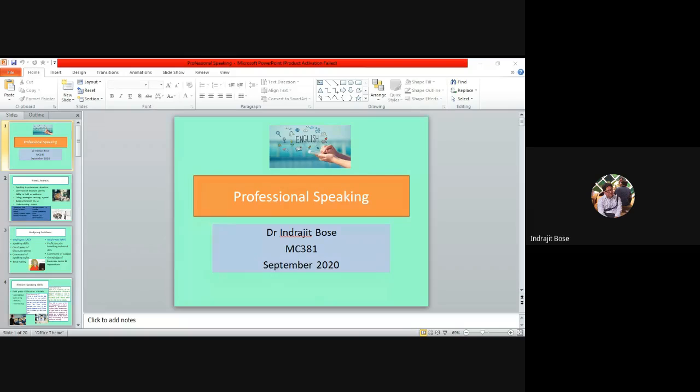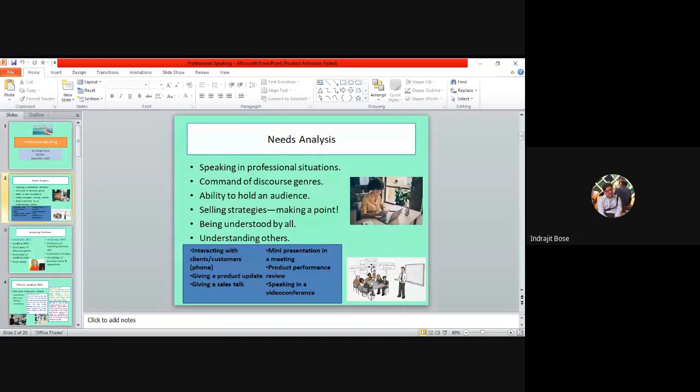So we are going to look at various parameters which are important as far as professional communication is concerned. Now, speaking in professional situations needs various kinds of competence and different levels of competence. First of all, you need to have a good command of the genre or type where you are speaking or presenting. That is, what kind of occasion is it that you are speaking? And what exactly is it that you are speaking about?